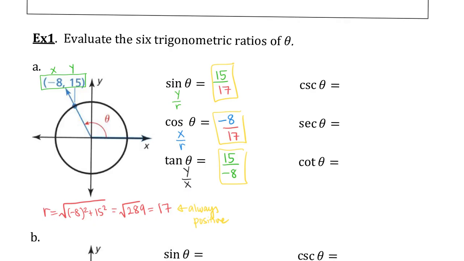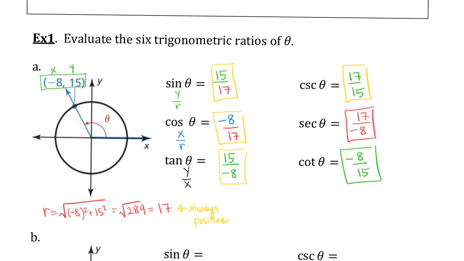Okay, now cosecant. What's cosecant the reciprocal of? Cosecant's the reciprocal of sine. Since sine is 15 over 17, cosecant is 17 over 15. Okay, secant is the reciprocal of cosine. Let's do the reciprocal of cosine. I'm going to get 17 over -8, and the negative can go on the numerator, the denominator, or the middle. Cotangent, reciprocal of tangent. So let's make this -8 over 15.